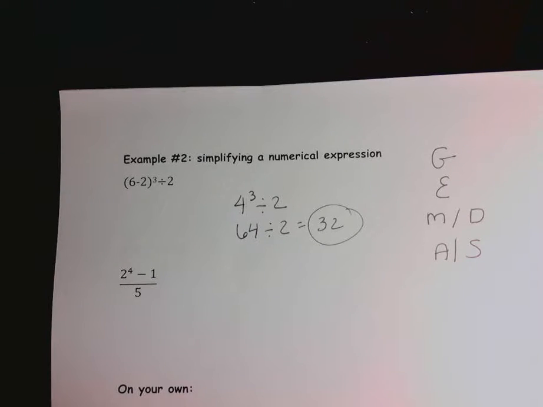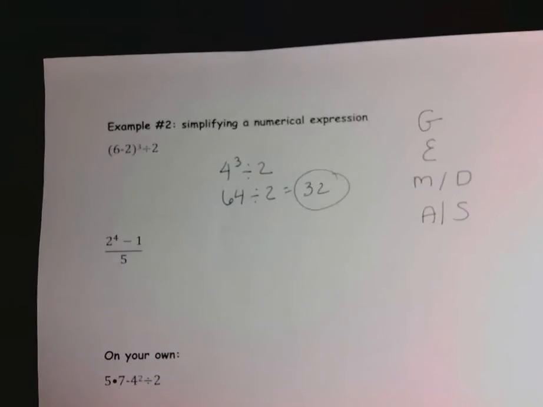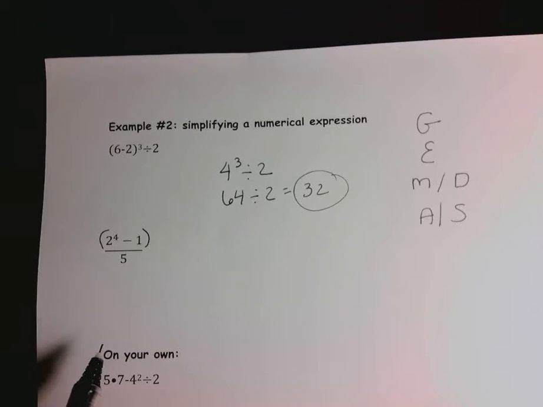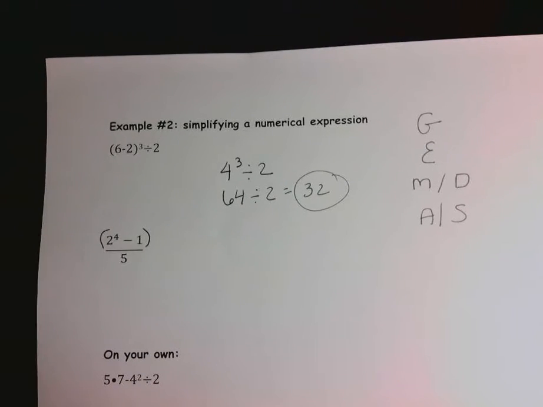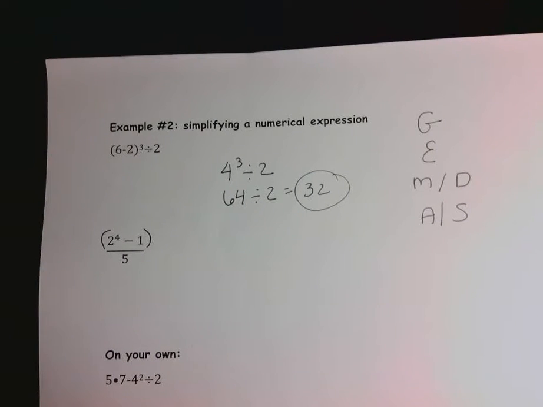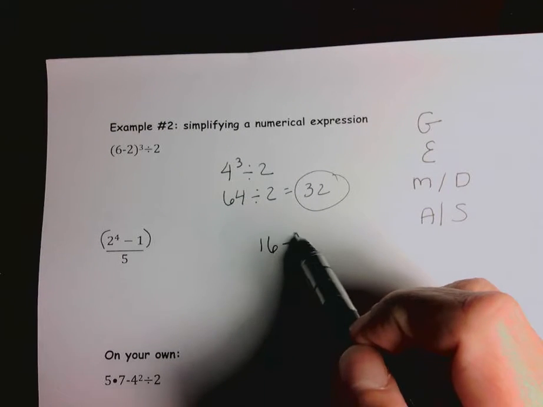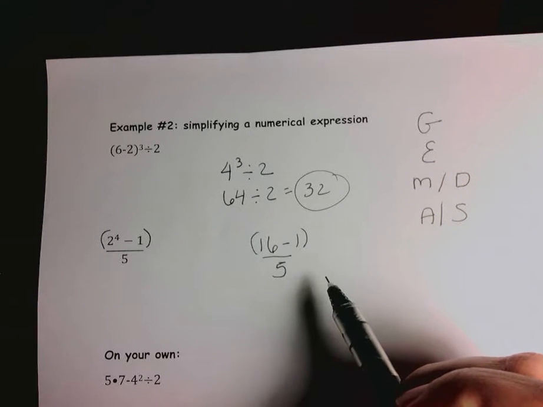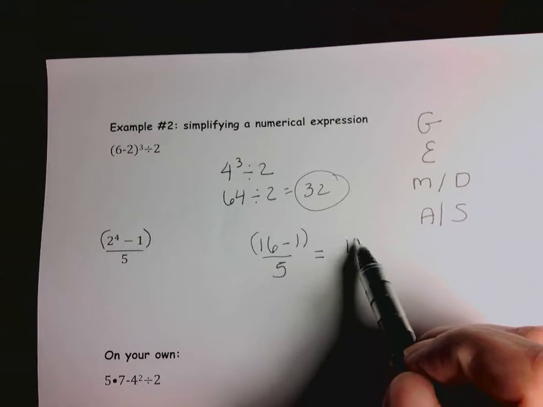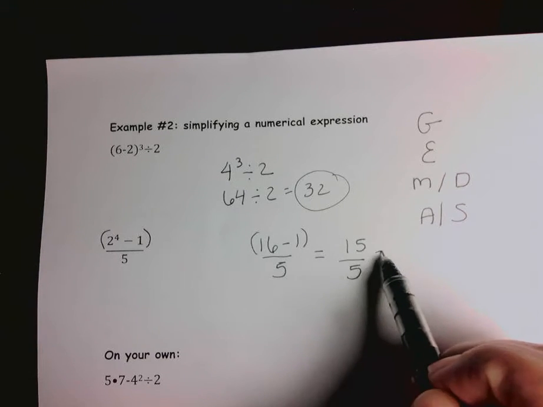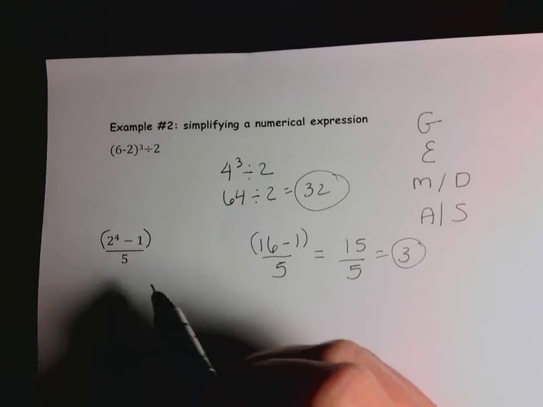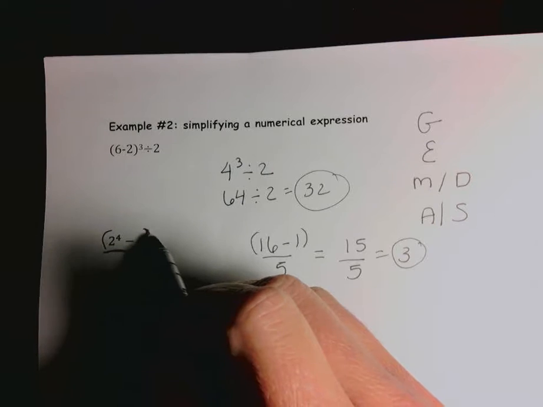On the next example, my grouping symbol is a division bar. So that means I need to go ahead and solve the entire top first before I divide this problem out. So I have 2 to the 4th power, which is 16. Again, I have to finish simplifying my top before I can divide it out. And so then the answer is 3, because this division bar acts as a grouping symbol, and this is a group.